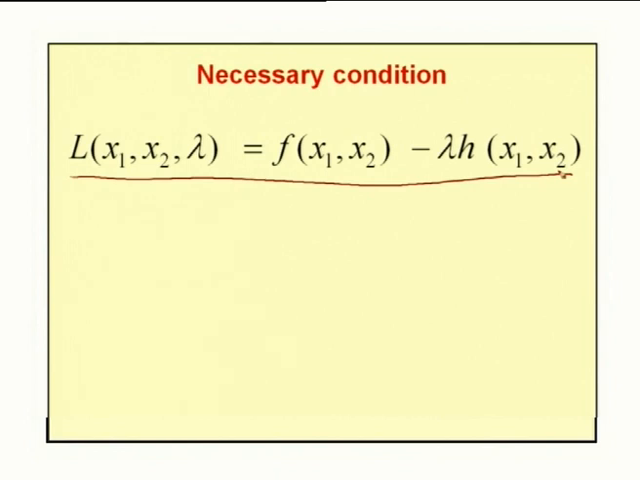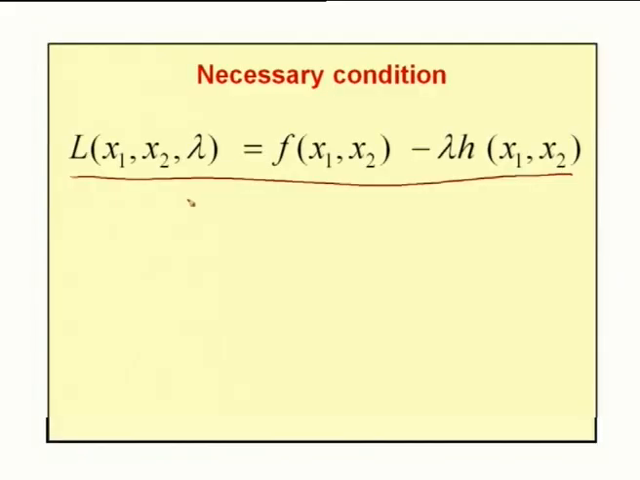From this Lagrangian function, we obtain the necessary condition as ∂L/∂x1 equal to 0, ∂L/∂x2 equal to 0, ∂L/∂λ equal to 0. Those necessary conditions can be written in this short form. So, the necessary condition is ∂L/∂x1, which is nothing but ∂f/∂x1 minus λ into ∂h/∂x1.